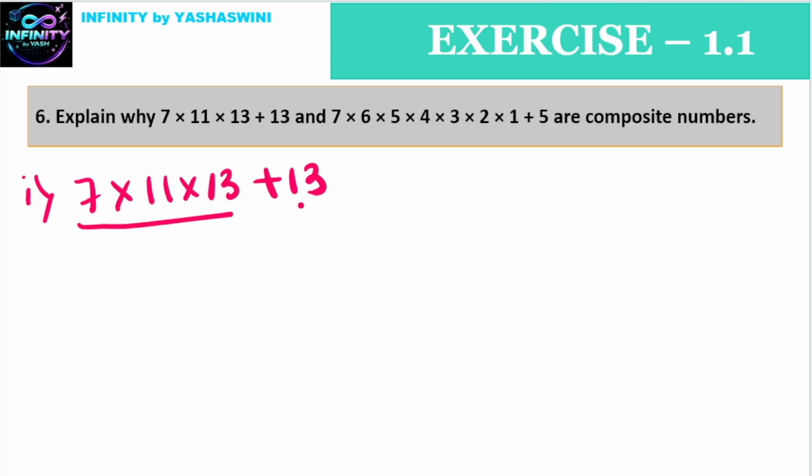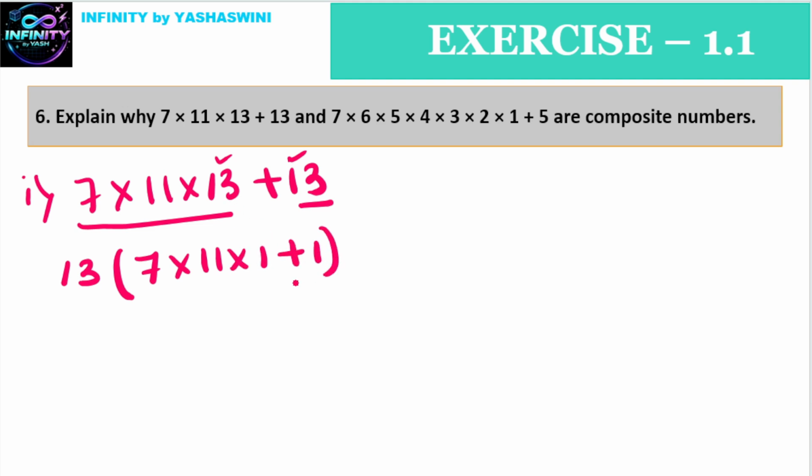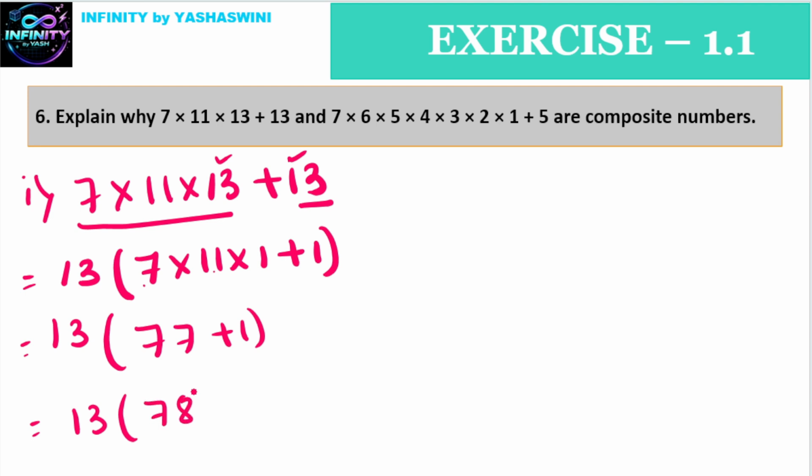See, these are the different terms. Among these two, which is common here? 13 is common. So take 13 as common, then 7 into 11 into 13 becomes 1, because we have taken it as common. 13 of 7 into 11 into 1 is 77 plus 1. Now which is equal to 13 of 78.